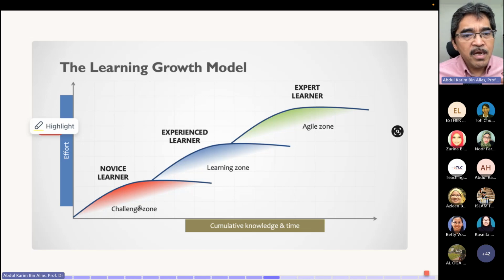Just like at any point when we learn new topics, we always feel challenged. We feel it is difficult to understand. But after that, we learn more and more. We put in more effort. We do more exercises, more drills, and so on. Then we go into the learning zone. This is where the real learning happens. This becomes a more experienced learner, and hopefully we move into the expert learner zone. This is also called the agile zone, where we can now start to apply our knowledge. We can start to teach others as well.